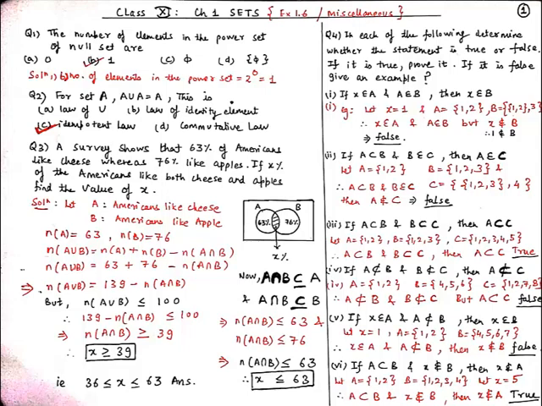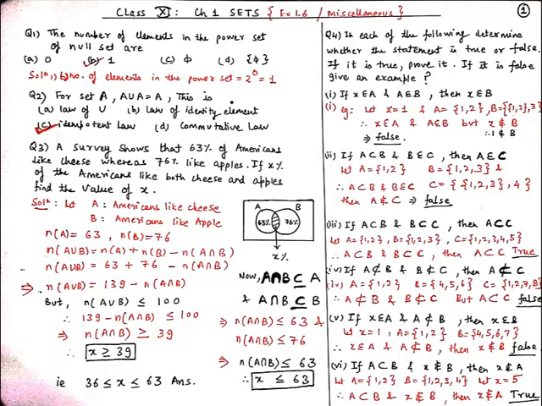Now in the fourth part, if A is not a subset of B and B is not a subset of C, then A is not a subset of C. Students, let's say a set A is equal to {1, 2}, set B is equal to {4, 5, 6} and set C is equal to {1, 2, 7, 8}.